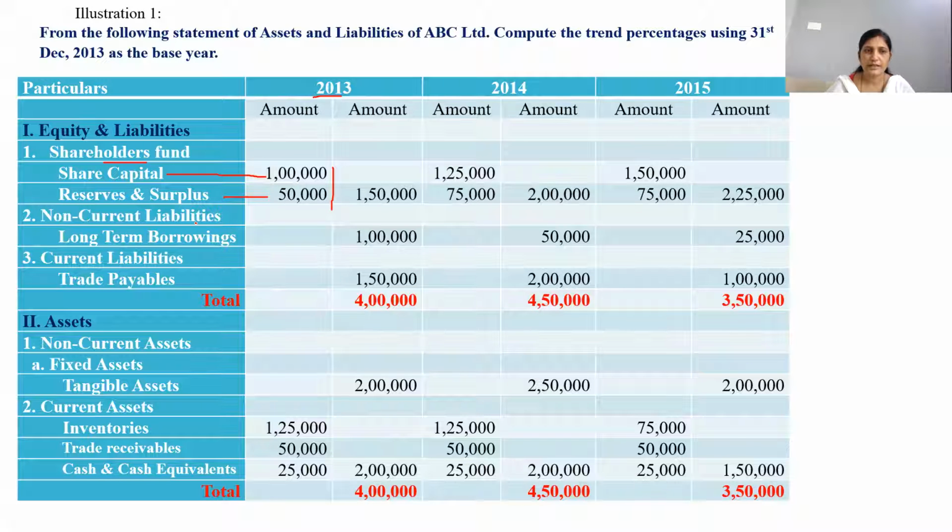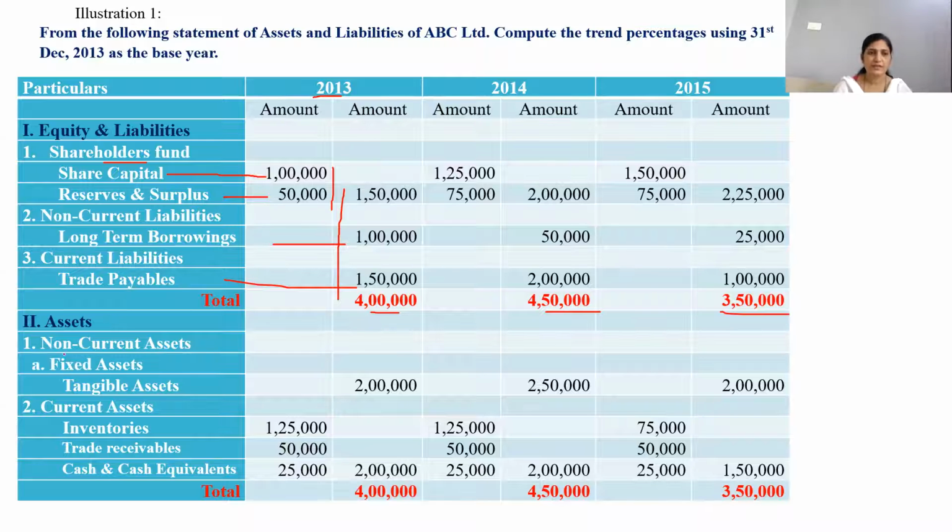Next, non-current liabilities: long-term borrowings 1,50,000 and 25,000. Current liabilities: trade payables 1,50,000, 2 lakhs and 1 lakh. Add these 3 items. This is the total of equity and liabilities: 4 lakhs, 4 lakh 50,000 and 3 lakh 50,000.